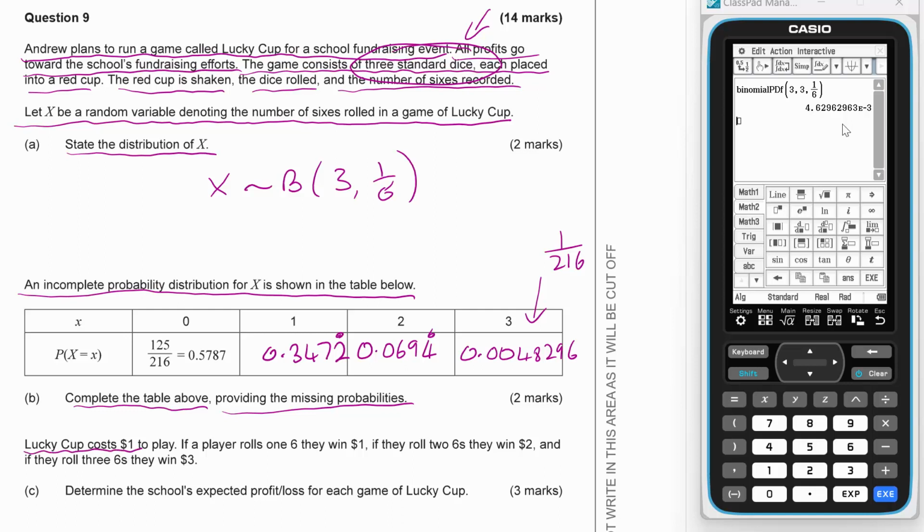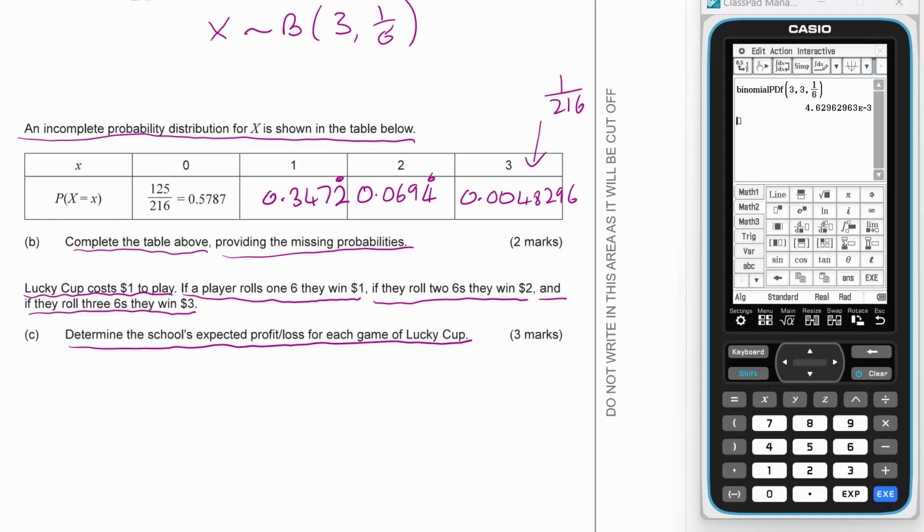Lucky Cup costs $1 to play. If a player rolls 1 six, they win $1. If they roll 2 sixes, they win $2. And if they roll 3 sixes, they win $3. Determine the school's expected profit or loss for each game of Lucky Cup.